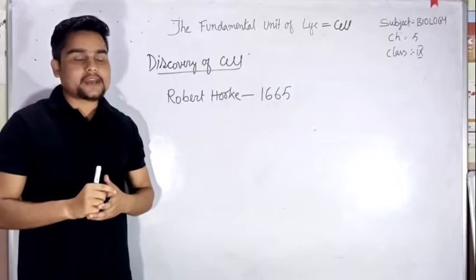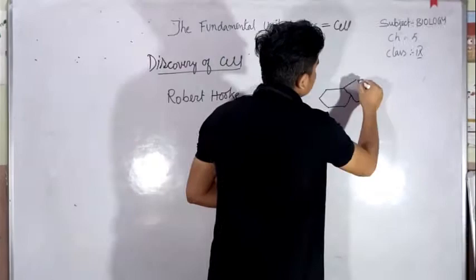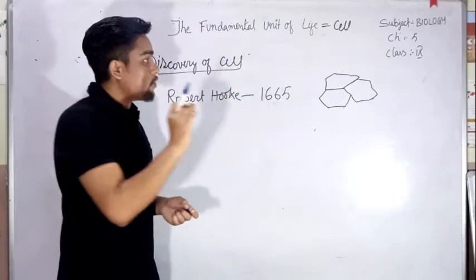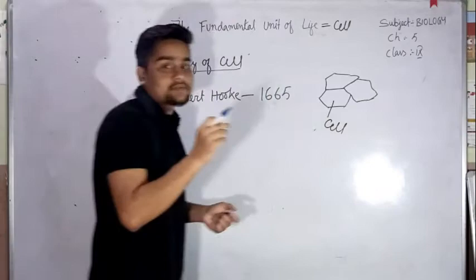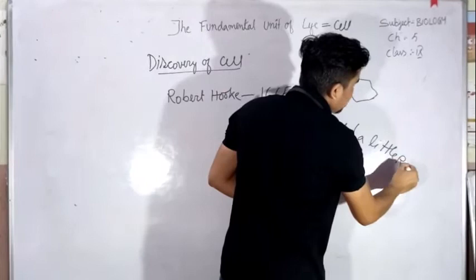Okay, self-designed microscope. And he saw many small hexagonal structures, looking like this. Many small hexagonal structures, like a honeycomb, consisting of many little compartments. So he called it a cell. Why? Because it looks like a little room. In Latin, the word cell means a little room. So he called it a cell.